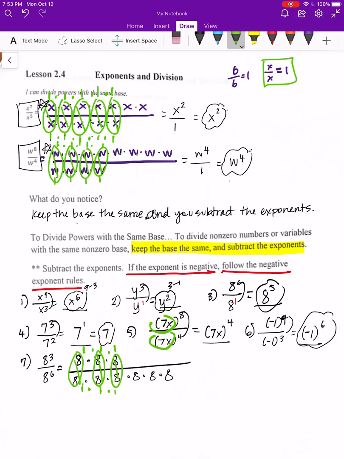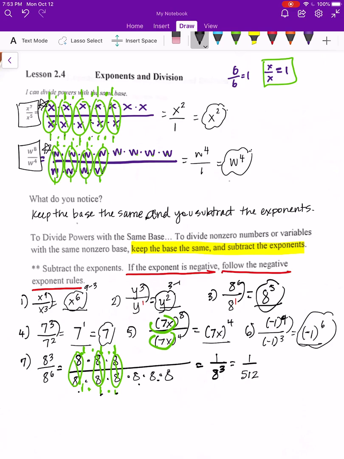Now, notice I have 1 times 1 times 1, which would equal 1 on the top. On the bottom, I have 1 times 1 times 1, and then I have 8 times 8 times 8. So that'd be 8 to the 3rd power. Now, I can go ahead in my calculator and calculate 8 to the 3rd power, and that would be 512. Now, that's the long way.